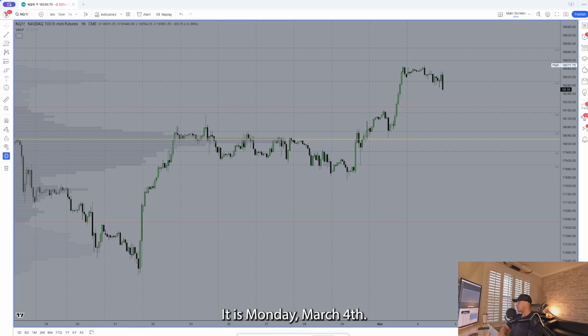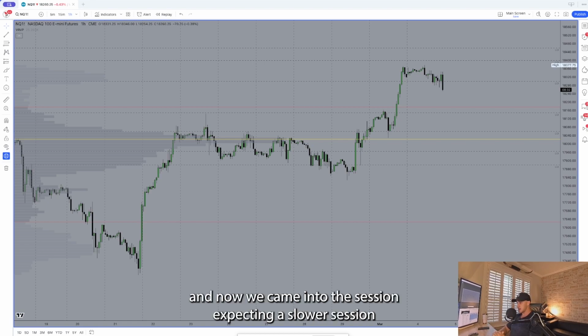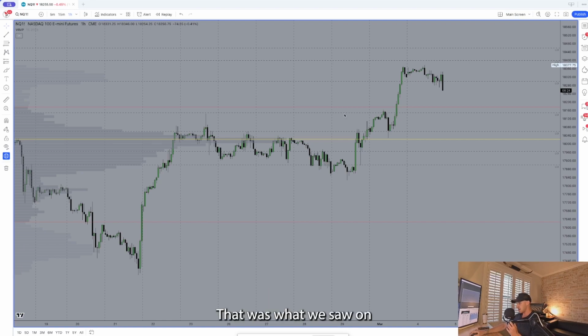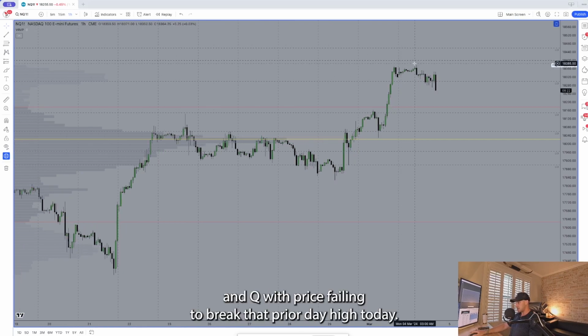Alrighty, it is Monday, March 4th. Quick session recap here, starting off with NQ. Now, we came into the session expecting a slower session in both NQ and ES. Most likely was going to be an inside day. That is what we saw on NQ, with price failing to break that prior day high today.